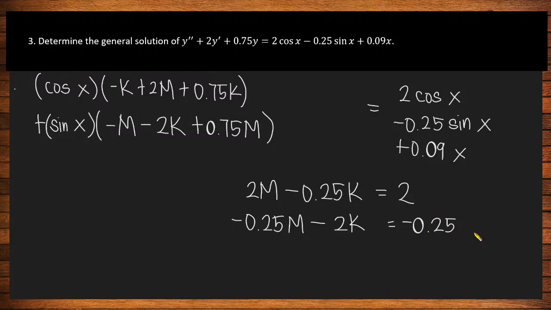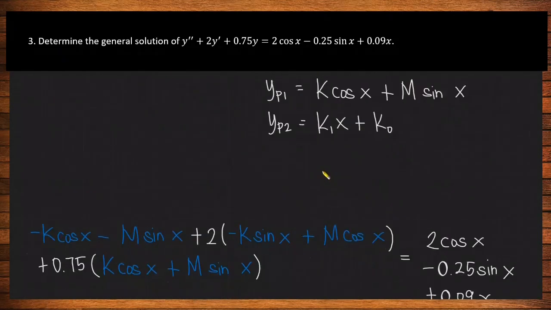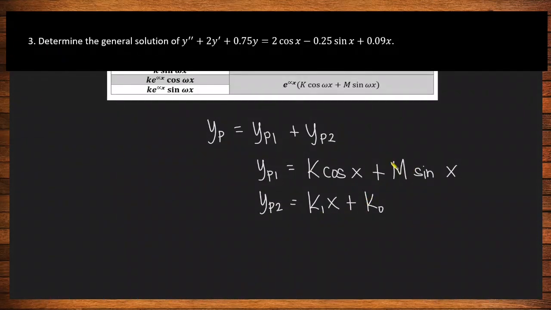Now, using these two equations, we can now obtain the value of our coefficients m and k. So, m will be equal to 1, and then yung k naman natin will be equal to 0. And if we substitute this back into our y sub p1, yung value na ngayon ng y sub p1 natin will be equal to sine of x.